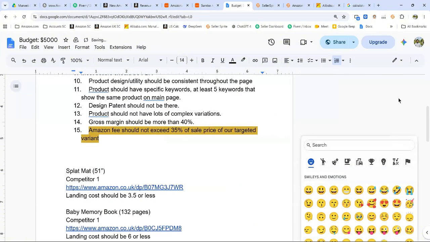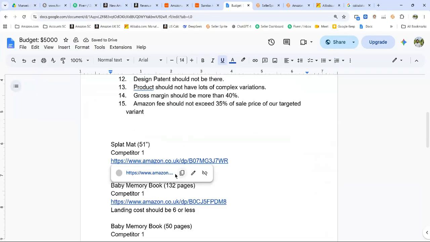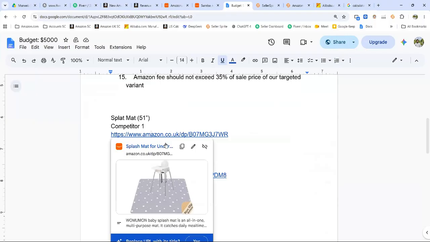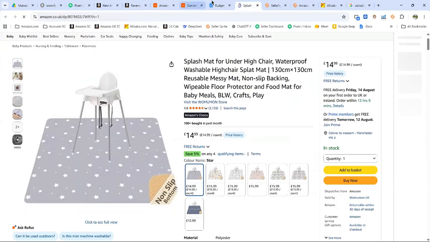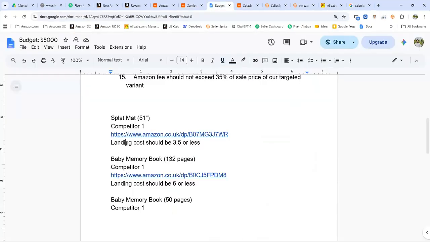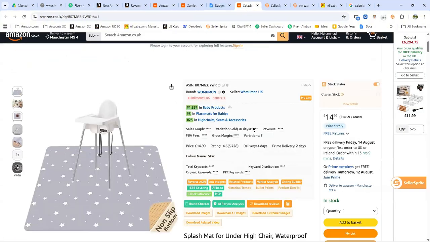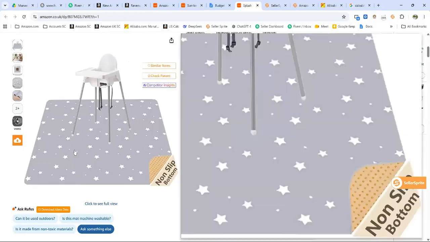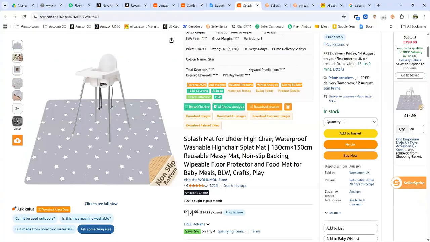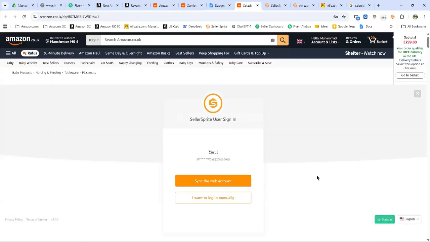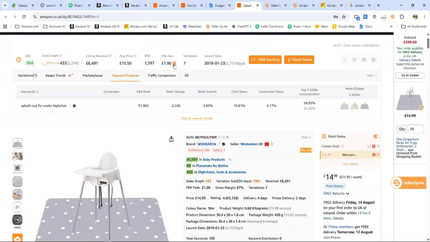Now there are some examples from the Amazon UK market. Let's see. So here, the landed cost should be 3.5 or less. Here you can see this sort of a splash mat for under a high chair. This is the mat. Let's open up the profitability calculator, the seller's price calculator. Here we can access it.